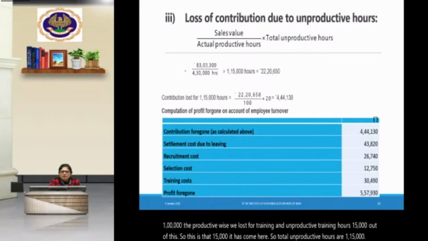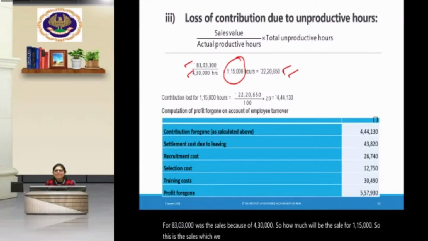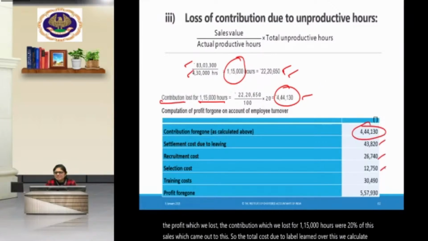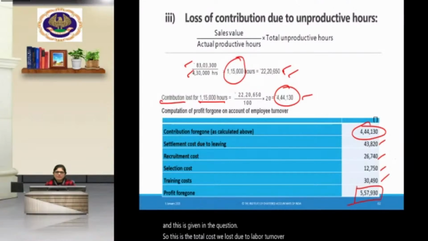So see, 83,03,000 was the sales because of 4,30,000 hours. So how much will be the sales for 1,15,000? So this is the sales which we lost due to labor turnover last year, due to unproductive hours. So the profit which we lost, the contribution which we lost for 1,15,000 hours, was 20% of this sales, which came out to this. So the total cost due to labor turnover, this we calculated, and this is given in the question. So this is the total cost we lost due to labor turnover. I hope you have understood this.